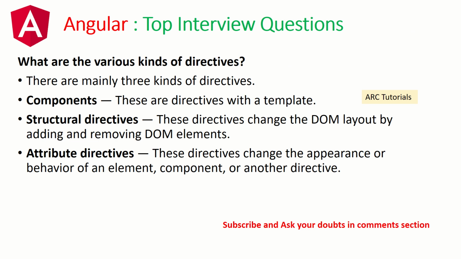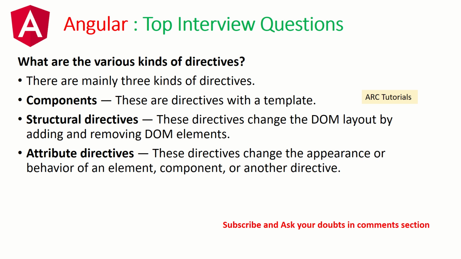Now, what are the different types of directives? There are three types of directives: component directives, structural directives, and attribute directives. Components, we have seen in the second part. So please, if you haven't checked out all the previous parts, please do so. Components we have already seen.